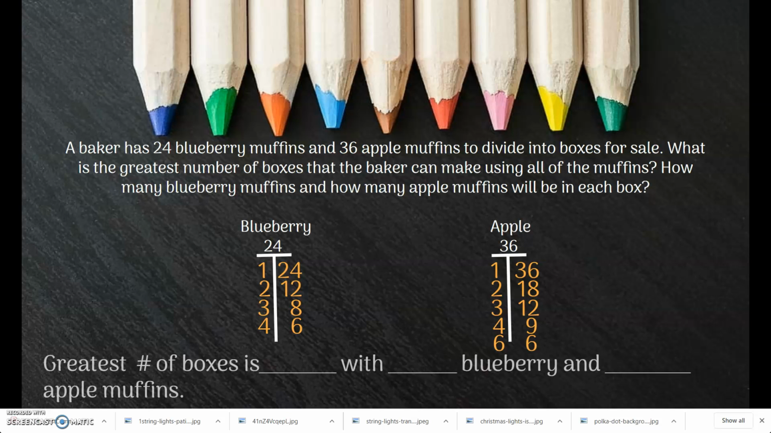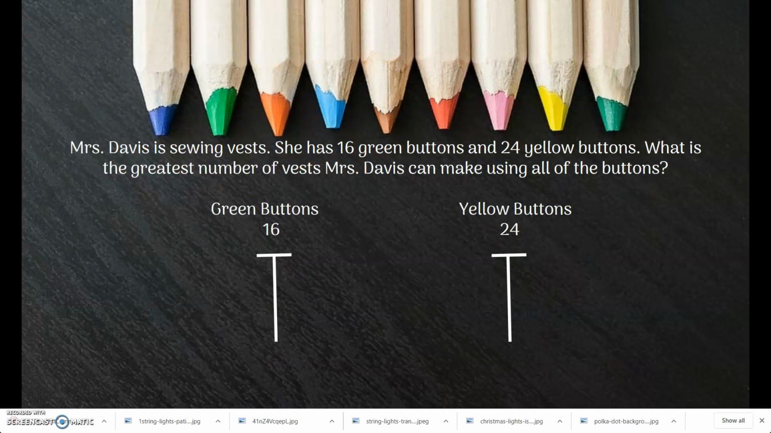So now, to find the greatest number of boxes, we find the GCF of 24 and 36, which is 12. So the greatest number of boxes she can make is 12 boxes. In those boxes, she will have 2 blueberry muffins because 2 times 12 gives us 24, and she will have 3 apple muffins because 3 times 12 gives us 36. Now, you try the second word problem on your own.